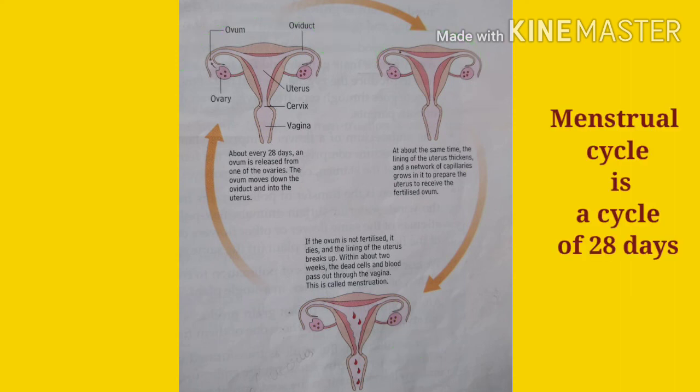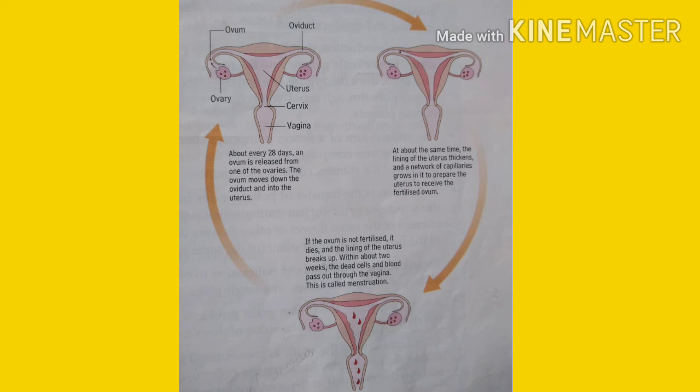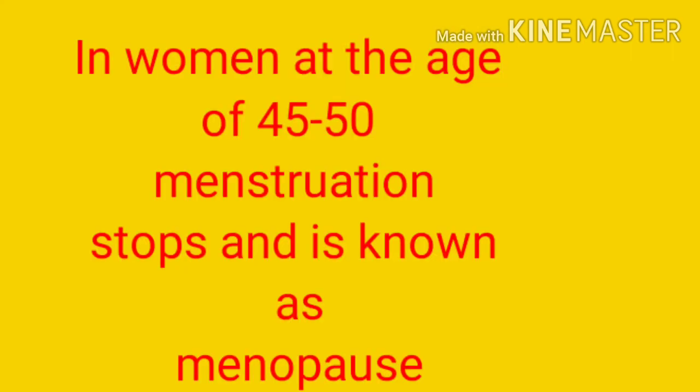And this menstrual cycle is a cycle of 28 days. Now at the age of 45 to 50, menstruation stops, and this stage is known as menopause. So in women around the age of 45 to 50, menstruation stops and it is known as menopause.